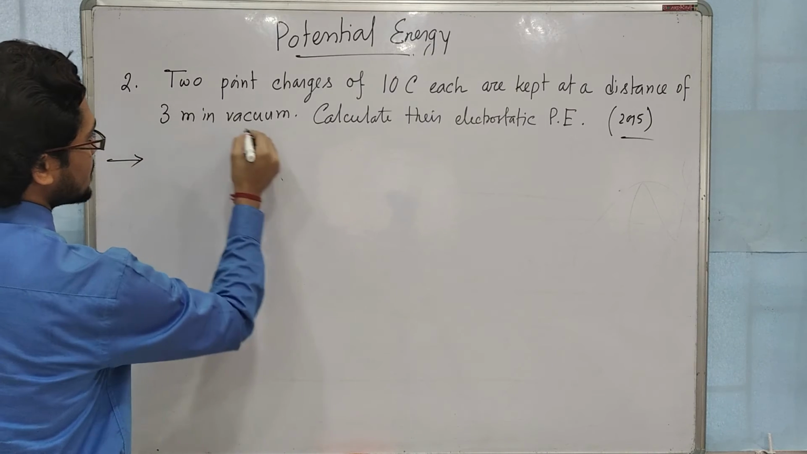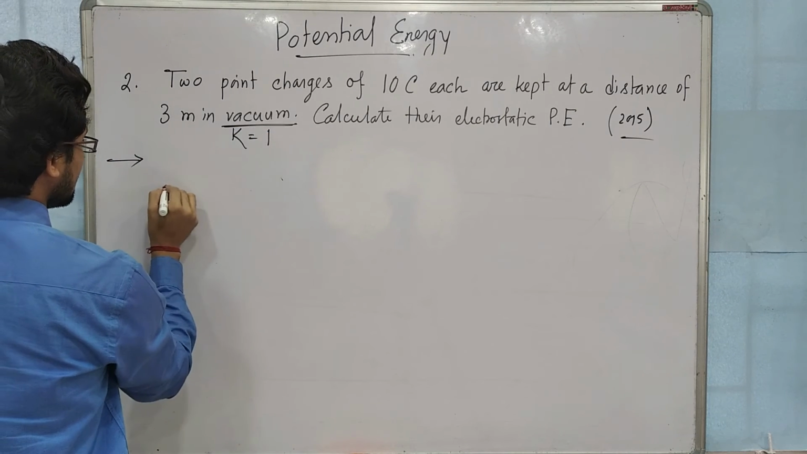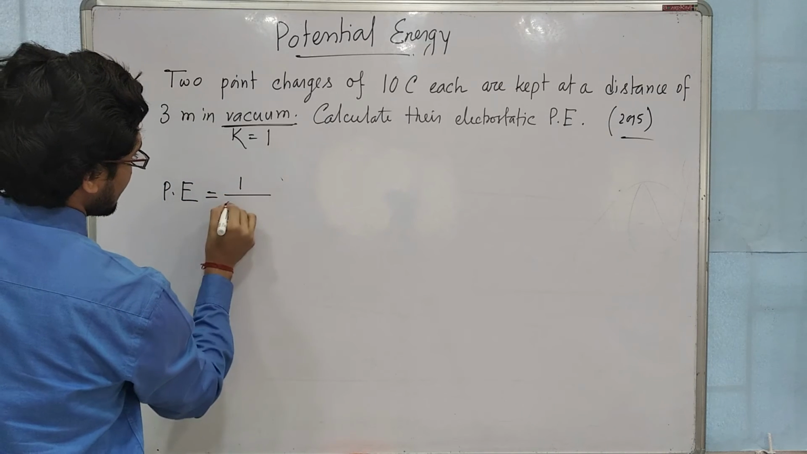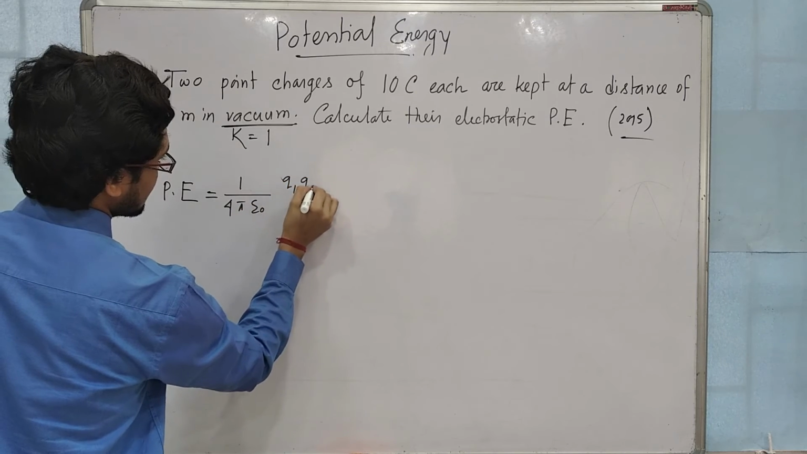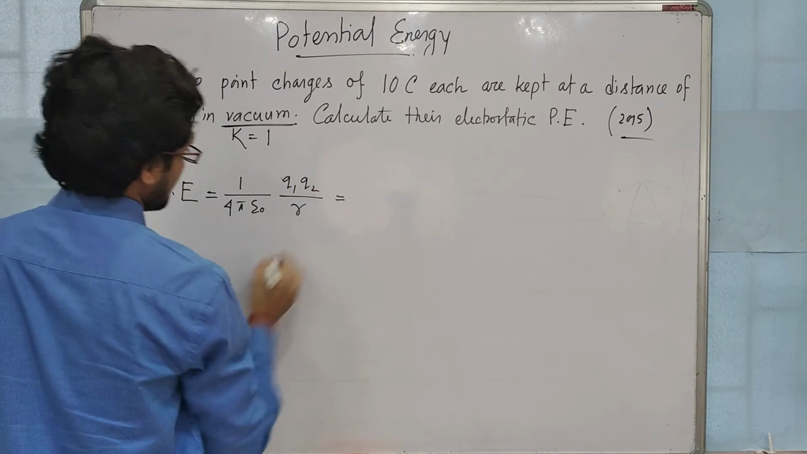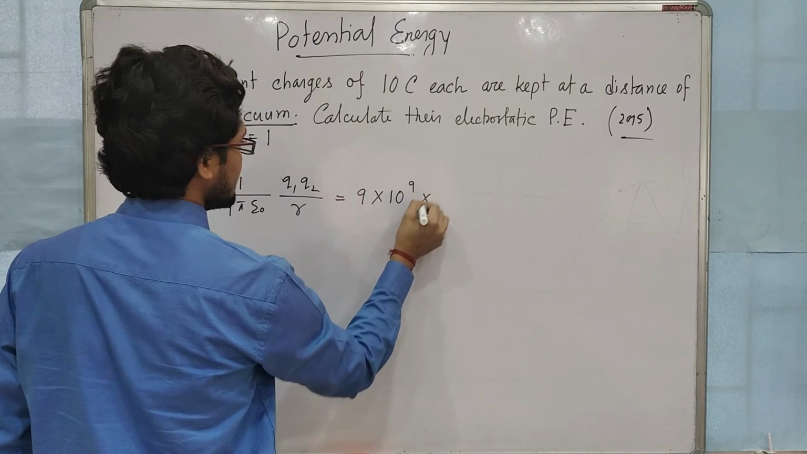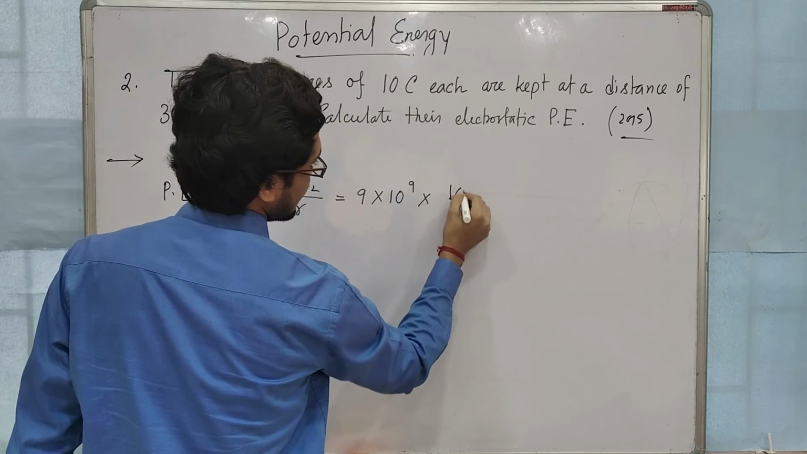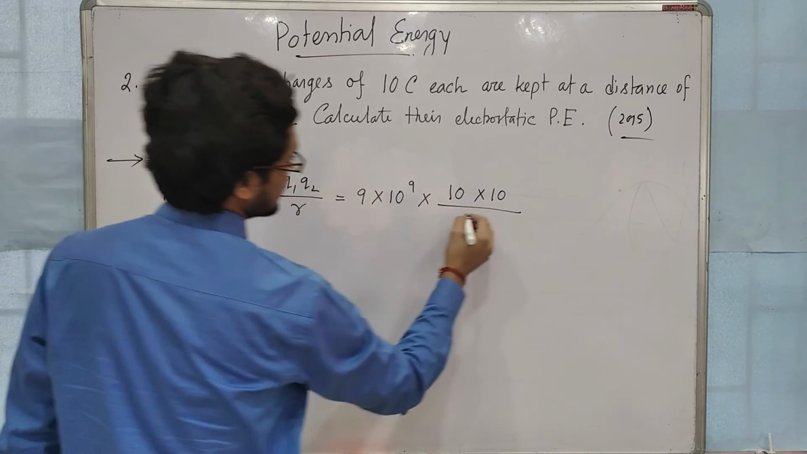The same way, in vacuum. Vacuum means K equal to 1. So potential energy equals 1 by 4 pi epsilon 0 Q1 Q2 by R. 1 by 4 pi epsilon 0 means 9 into 10 to the power 9. Q1 Q2 both are 10 coulomb here. So 10 into 10 by distance 3.